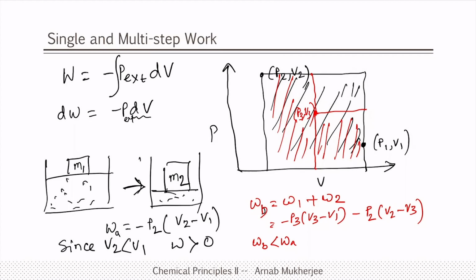Now, let us take a third step. Let us call that P 4 V 4, which is in the green region, and P 4 V 4 will be all that green region.